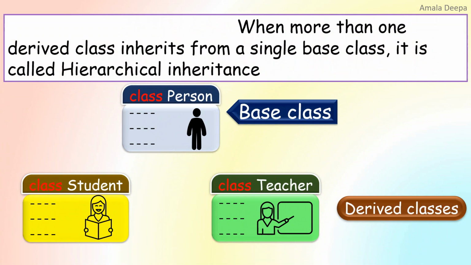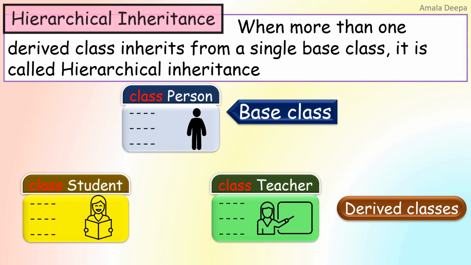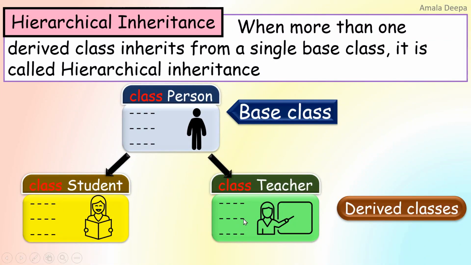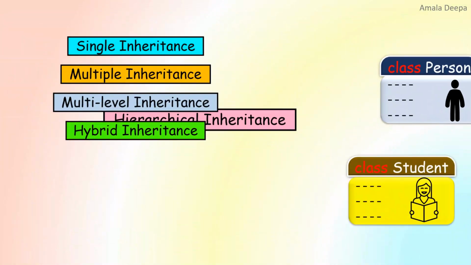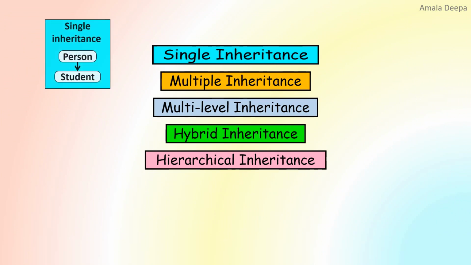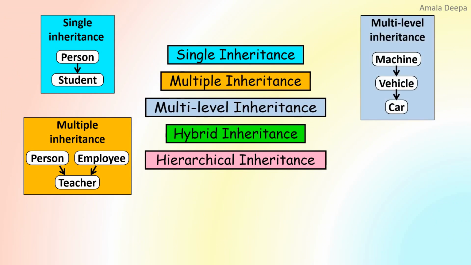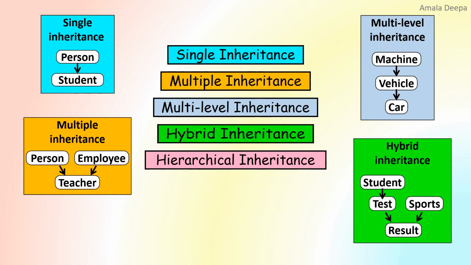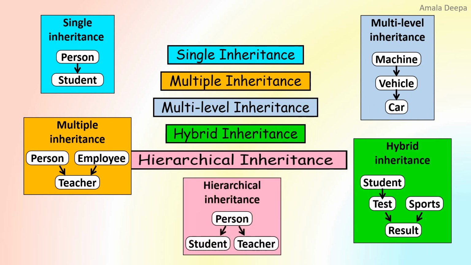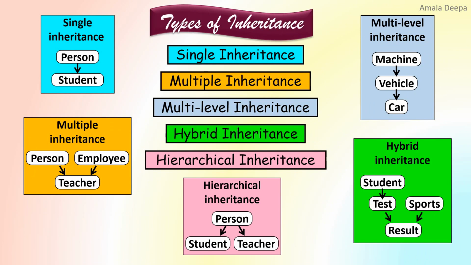When more than one derived class inherits from a single base class, it is called hierarchical inheritance. In this example, two derived classes inherit from single base class. This type of inheritance is called hierarchical inheritance. Single inheritance, multiple inheritance, multi-level inheritance, hybrid inheritance, hierarchical inheritance. These are the types of inheritance in C++.